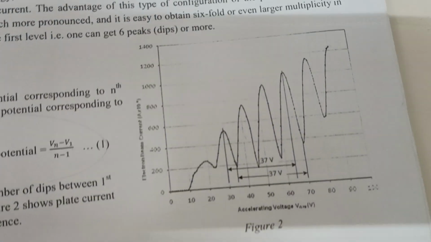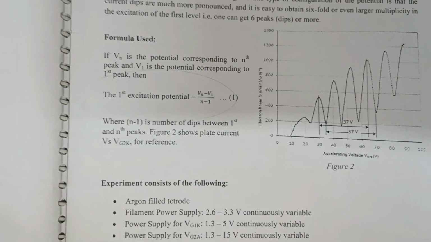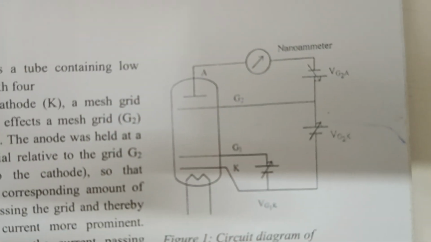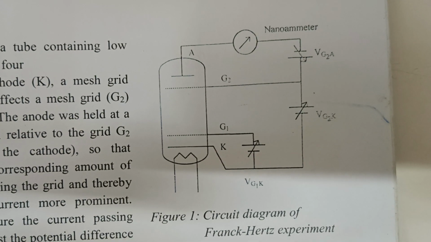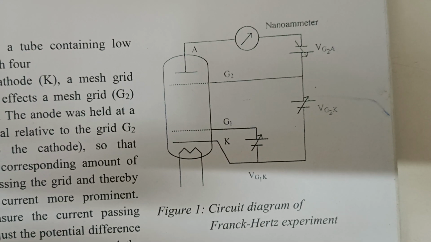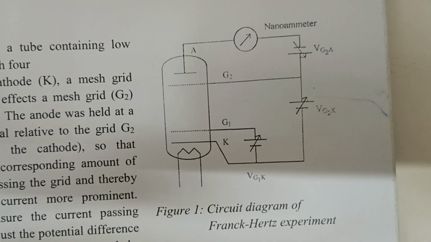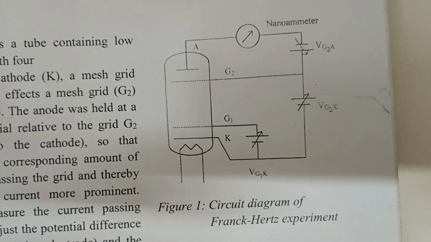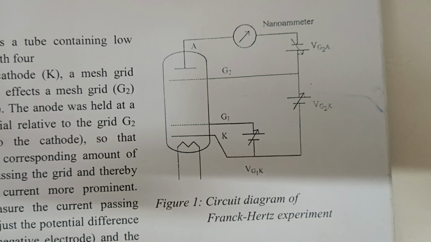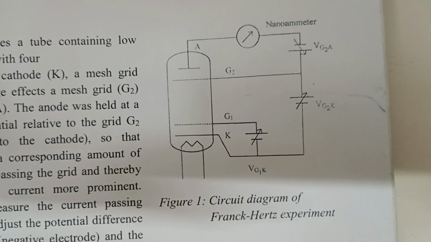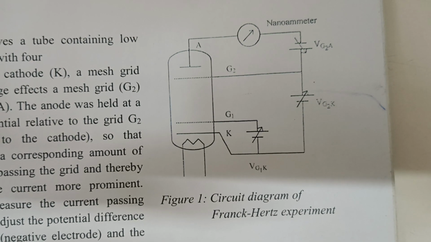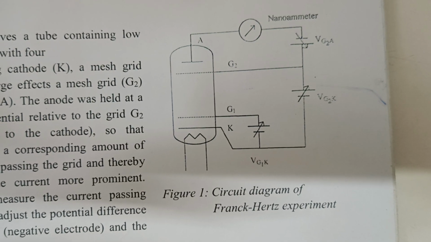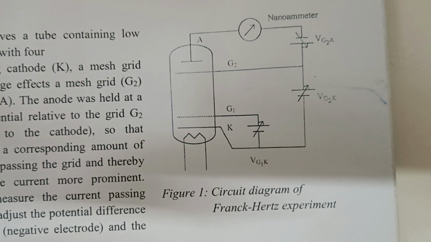So if you look at the diagram of the gas discharge tube which is there in the manual, what you see is that there is a filament at the base which is marked as K. This is the cathode and is responsible for emission of the electron stream. And to eject the electrons, a potential Vg1K is given. In this experiment, the value of Vg1K will be fixed at 1.5 volts. The electrons are then focused using the potential at G1 and travel towards grid 2.